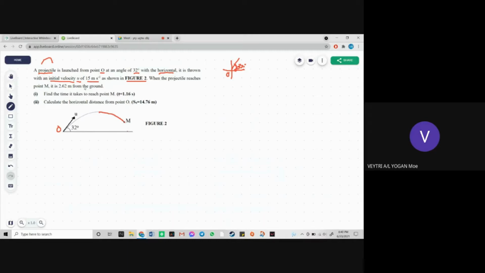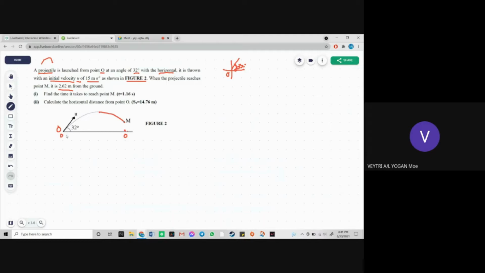When the projectile reaches point M, it is 2.62 meters from the ground. Maksudnya, here will be kosong lah kan, logic. Sini pun kalau M tu dia dekat jatuh sini, the object dah jatuh, dia pun kosong. Sebab kenapa? It's displacement kan, naik atas jadi positif, turun bawah jadi negatif. Let's say dia naik 1 meter, turun 1 meter, 1 minus 1. Atau 1 plus negative 1. Kenapa? Turun bawah is displacement negative.